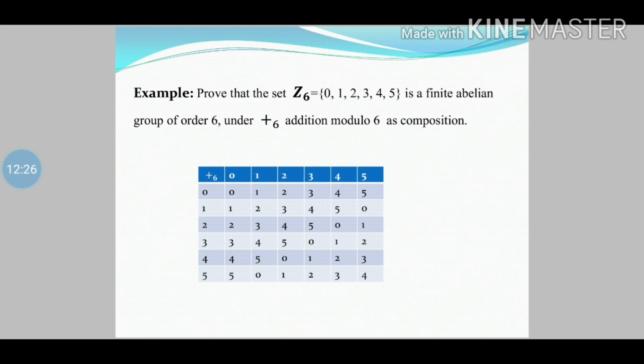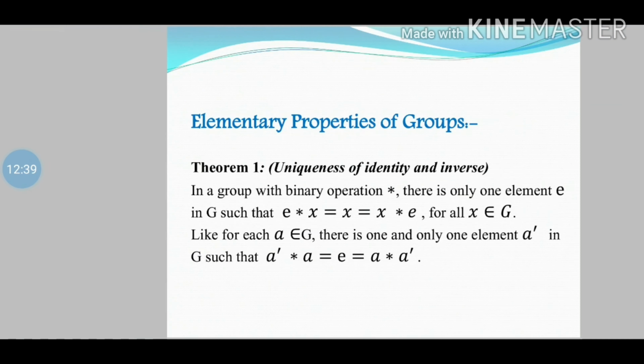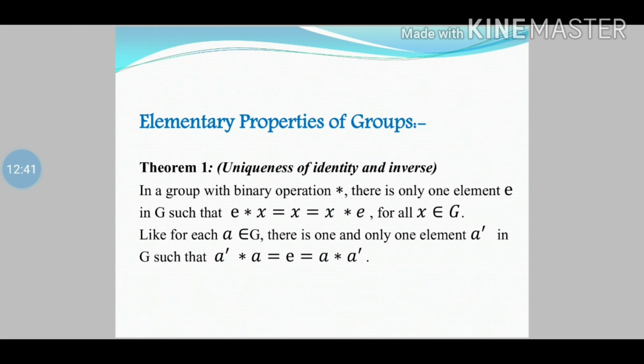In this example, we take Z6, the set {0, 1, 2, 3, 4, 5} with addition modulo 6. This is an abelian group, a finite abelian group of order 6. Now, elementary properties of a group.